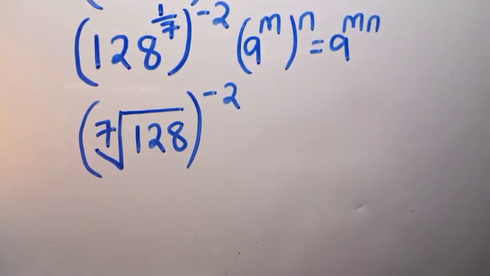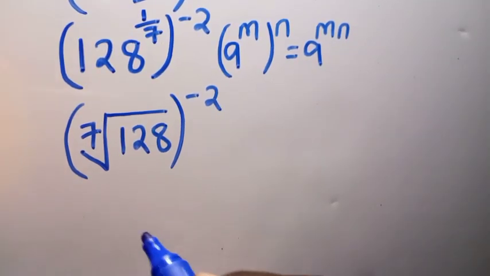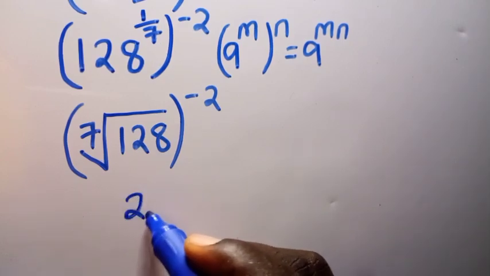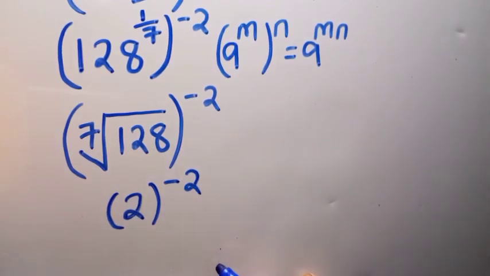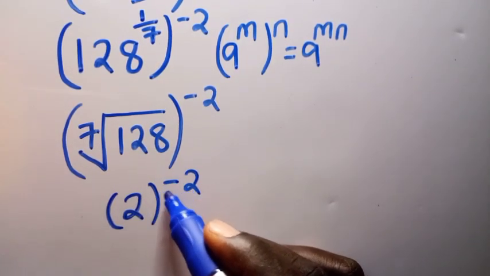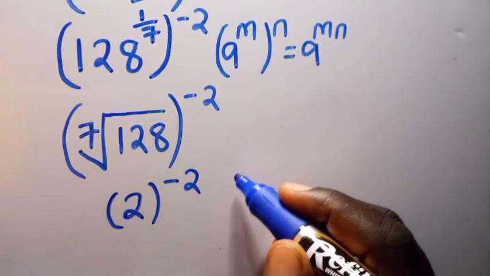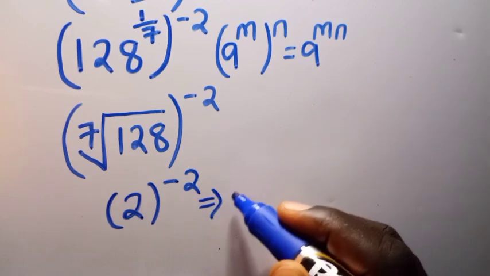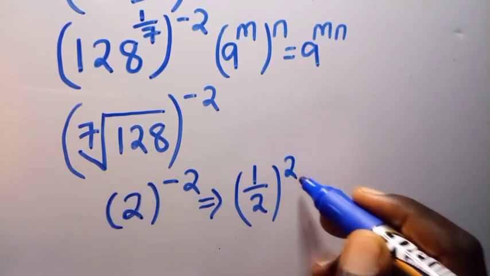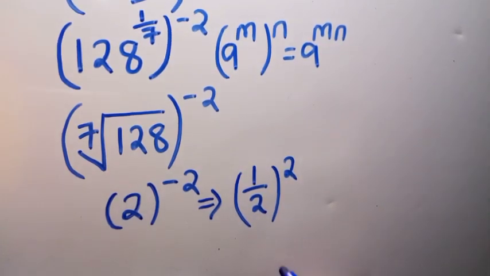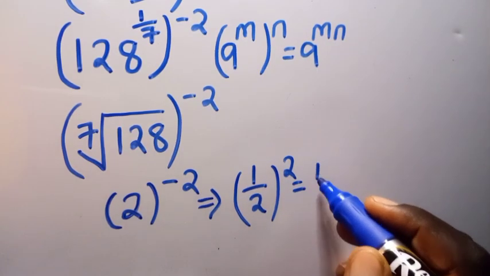Now, the 7th root of 128 is 2. Now, we have 2 raised to negative 2. For me to remove this negative, I have to say 1 over the number that is here. So we have 1 over 2, then I remain with 2 outside. Now, a half squared is just a quarter.